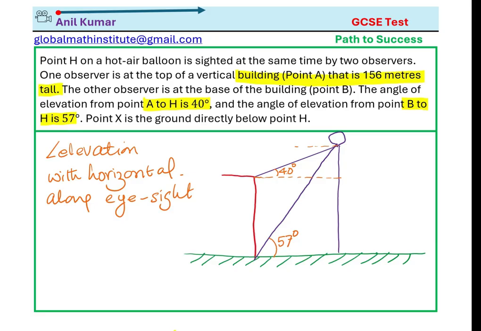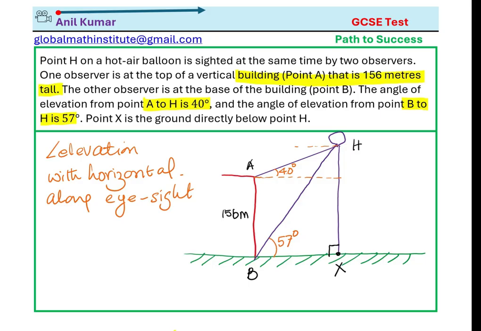Okay, great. So we have the diagram here. Let's label it. The height of the building is given to us as 156 meters. Correct. Let's label A, B, and H. And point X is on the ground. So this is the point X on the ground, meaning 90 degrees. Correct? So I think the diagram is absolutely clear.